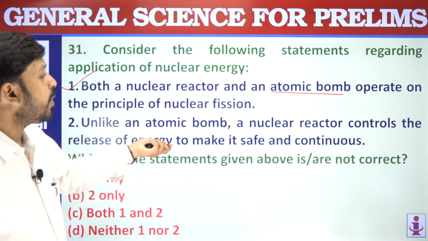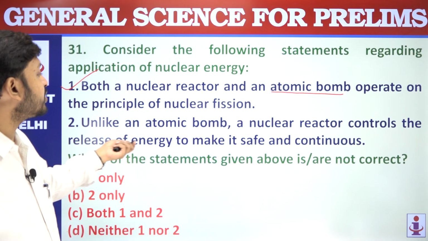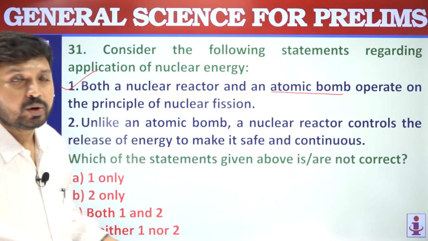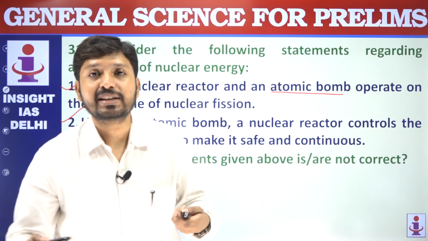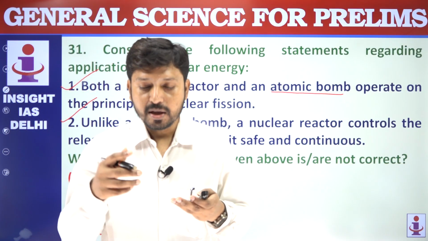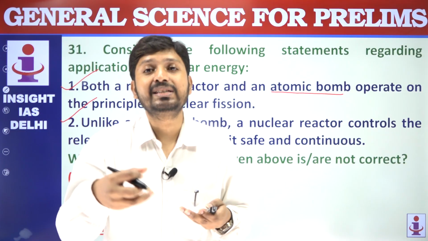Unlike an atomic bomb, a nuclear reactor controls the release of energy to make it safe and continuous. This is also a right statement, because in a normal reaction in the nuclear reactor, the number of neutrons that are released will be absorbed.